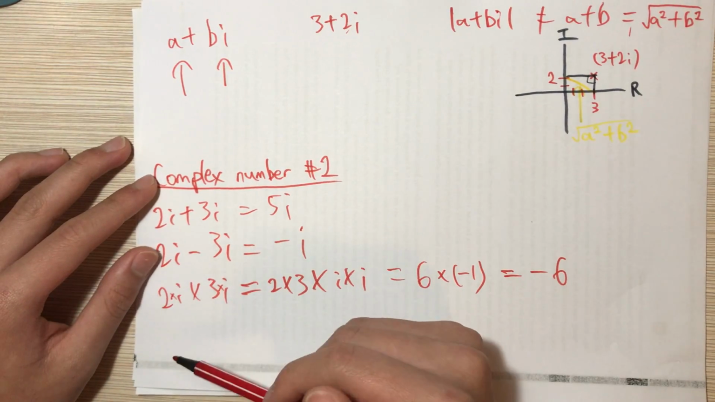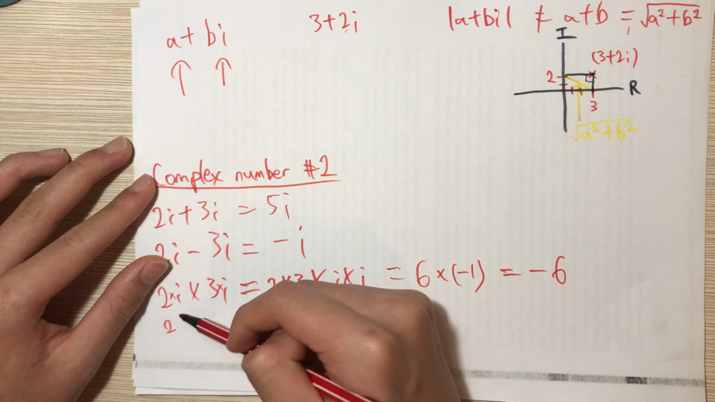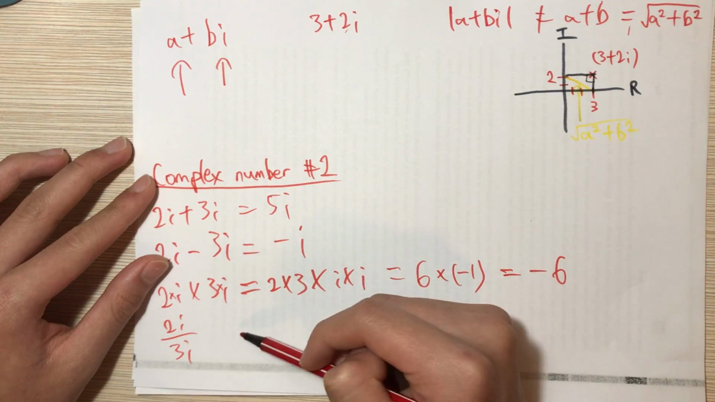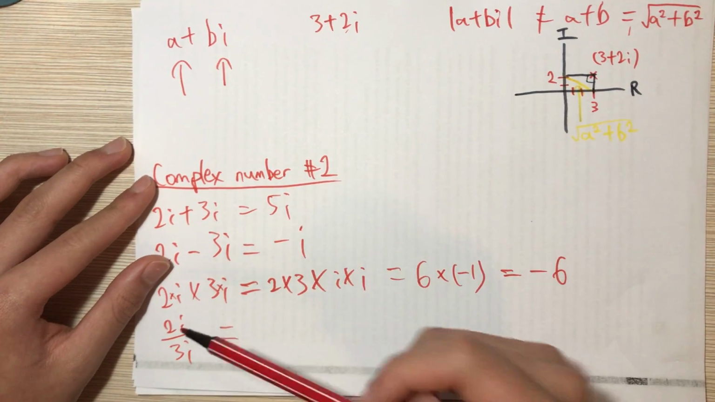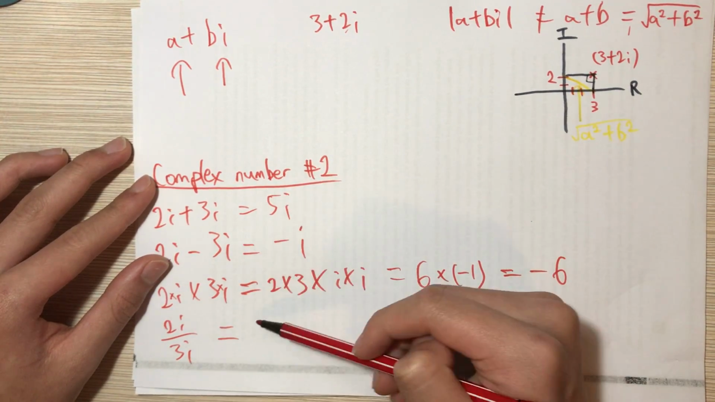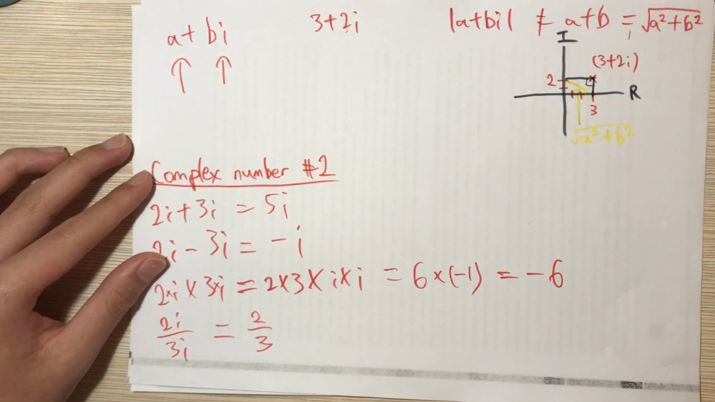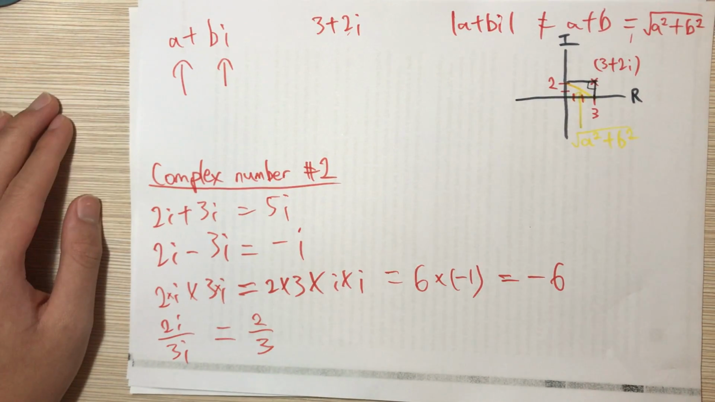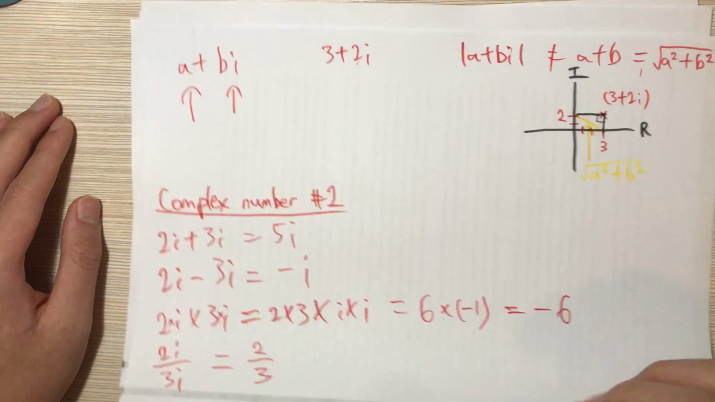And then division, it is also easy. The i will just cancel out, and then left with 2 over 3. And this is how you calculate it. Now let's simplify some square roots.